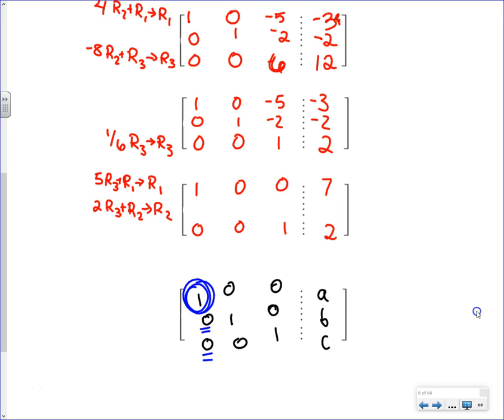Ten minus 3 is 7. You guys get 7? 0 plus 0 is 0. 0 plus 1 is 1. 2 minus 2 is 0. 4 minus 2 is 2.